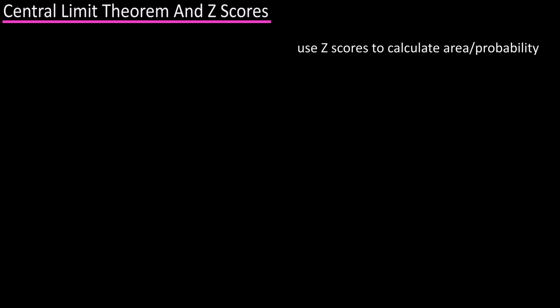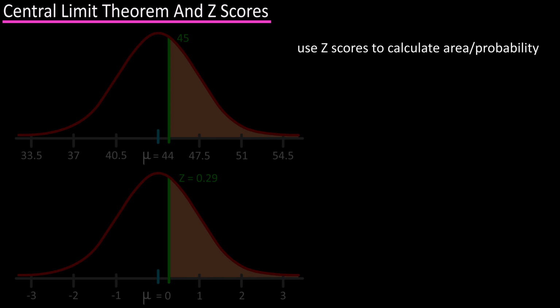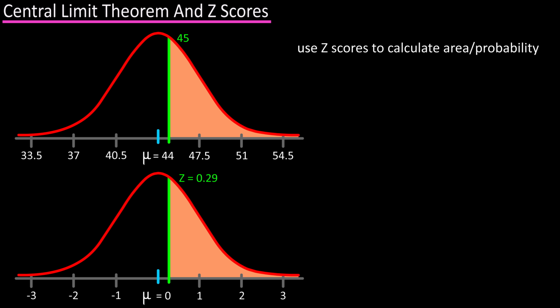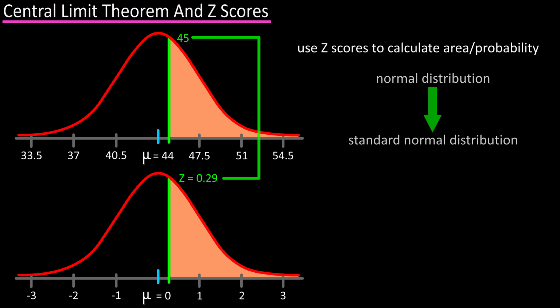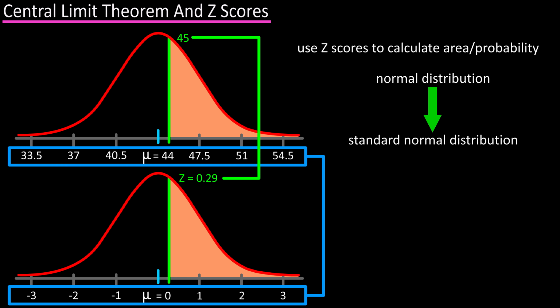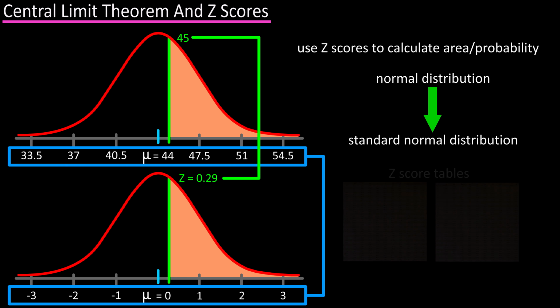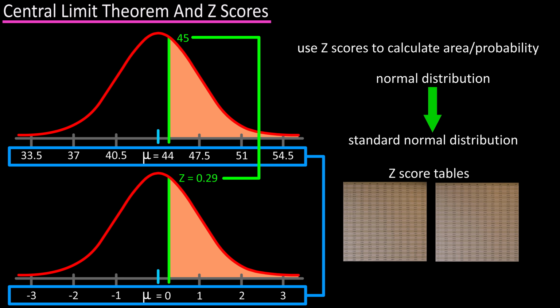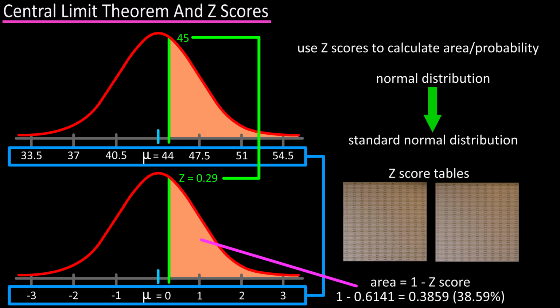One of the benefits of the theorem is that we can use z-scores to calculate areas of probabilities. And real quick, z-scores convert data to apply it to a standard normal distribution with a mean of 0 and a standard deviation of 1. In which we can then look up the z-score in a z-score standard normal distribution table. And this table will give us the area or probability to the left of a z-score.